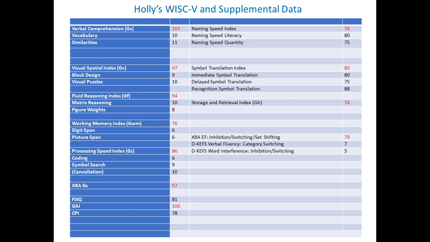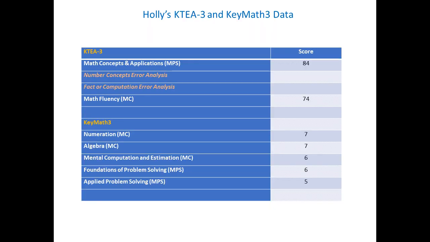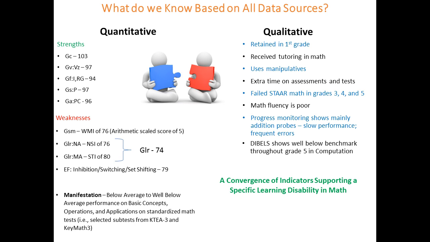Her naming speed index, that's her speed of lexical access index, 76. Symbol translation, or her associative memory, is 80. So the combination of both, which is a broader GLR composite, is a 74. And tests that measure inhibition, switching, set shifting is 79. And then the few math tests that she was administered from the KTEA-3 and KeyMath all are pretty low performances relative to her same age peers.